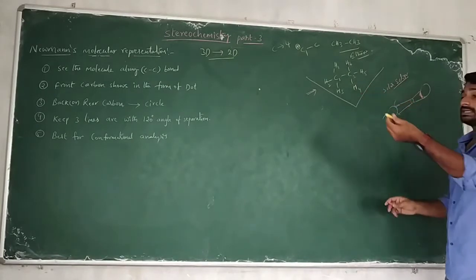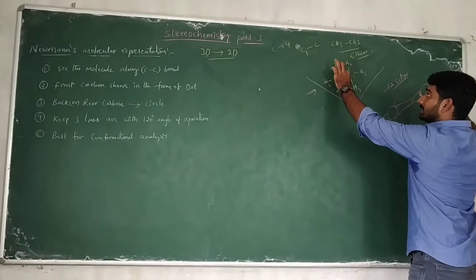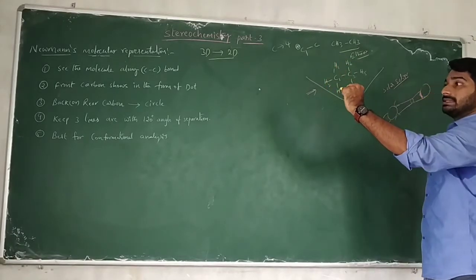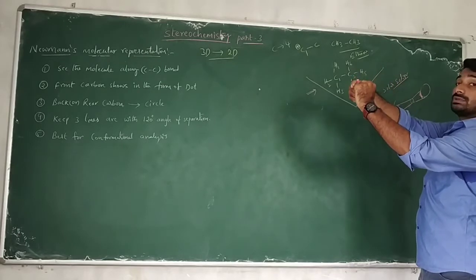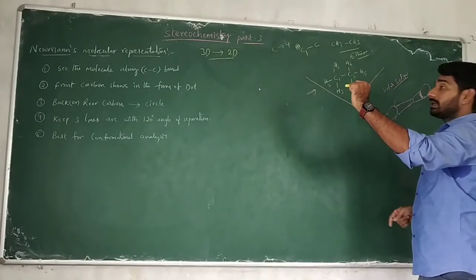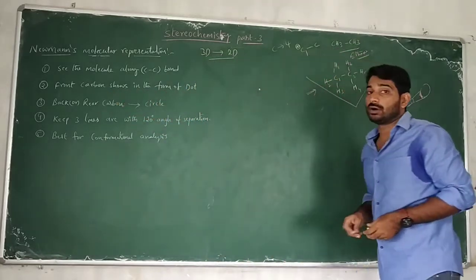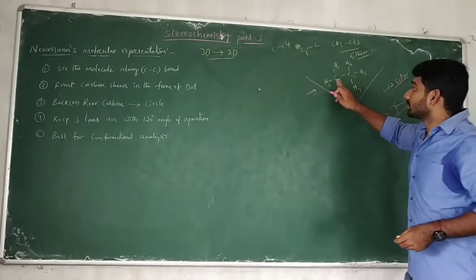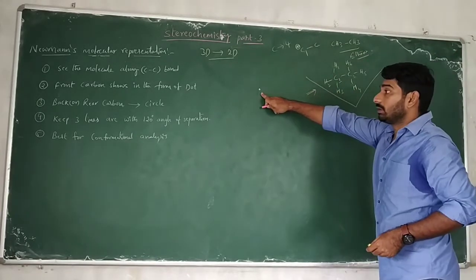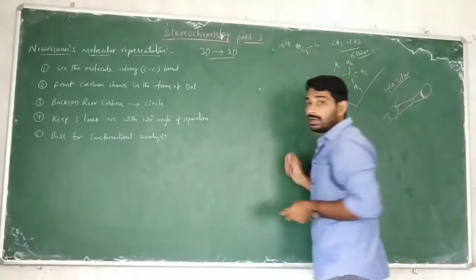Here I am seeing the molecule. Suppose imagine this is the C-C bond, and I am seeing the molecule like this. I am only able to see this end, and I am unable to see the other end. Clear? Now, what is the point here? The front carbon is shown in the form of a dot. I am talking about this carbon atom. Next, keep three lines with a 120 degree angle of separation.